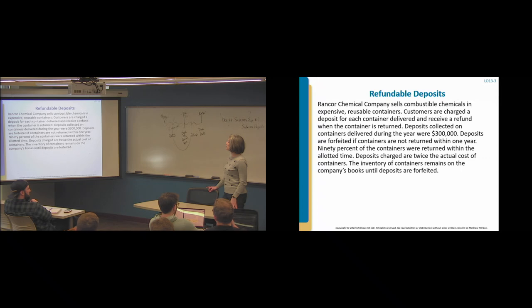Okay, deposits collected were $300,000. Deposits are forfeited if containers are not returned within 1 year. So if you don't return your container, they keep your money. That's pretty common too. 90% of the containers were returned within the allotted time. Do you think 100% of customers are going to return their containers? No. Deposits charged are twice the actual cost of containers. So why am I charging you twice the amount of a container?